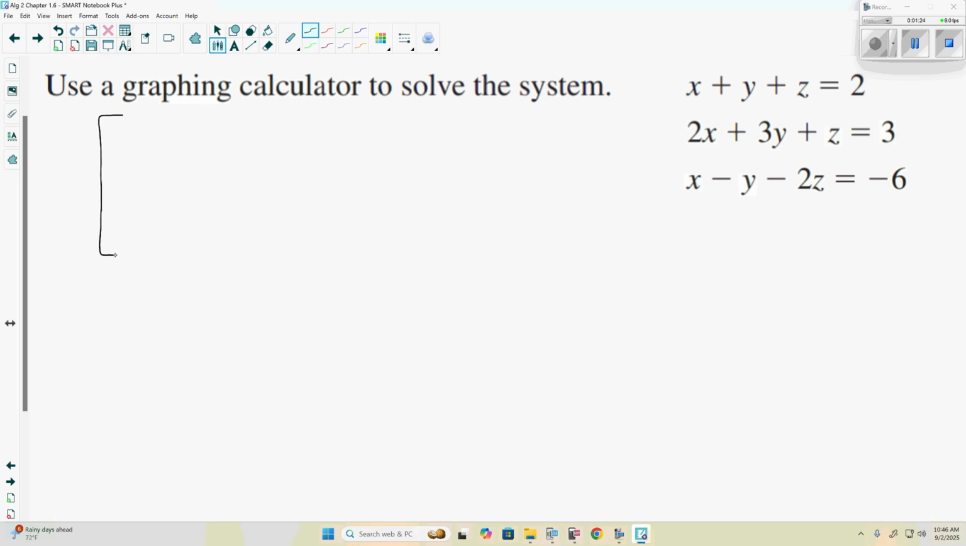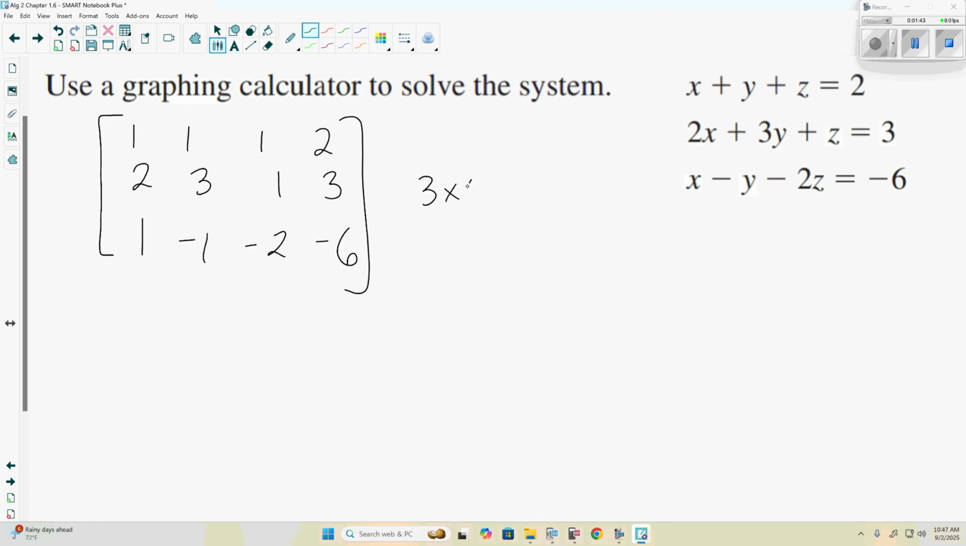All right, guys, let's focus in. The first thing we had to do is write this as an augmented matrix. So our first row was 1, 1, 1, 2. And we had 2, 3, 1, 3, 1, negative 1, negative 2, negative 6. It is a 3 by 4.